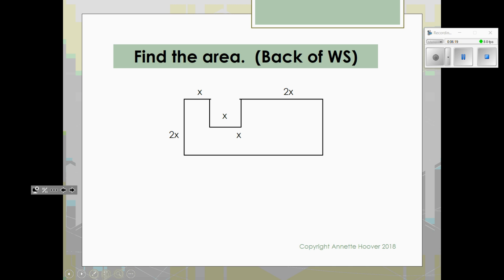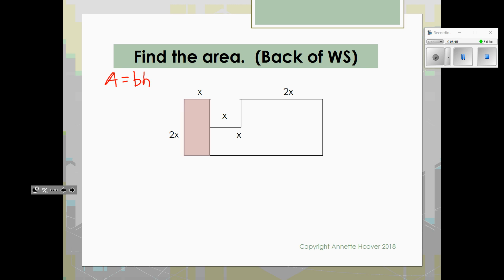Here's how we can use this with geometry. This is actually on the back of your worksheet if you'll look at it. There's a couple of different ways that you could solve this and find the area of this irregular shape. The way I chose to do it was to break the irregular shape into 3 separate shapes that I could find the area. First, remember that to find the area of a rectangle, we multiply the base times the height.